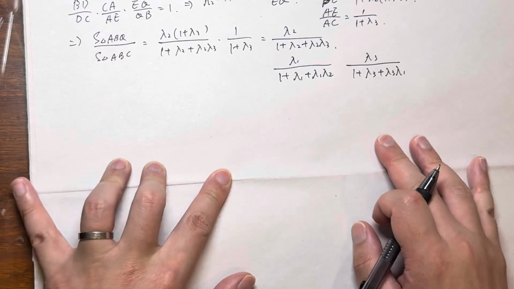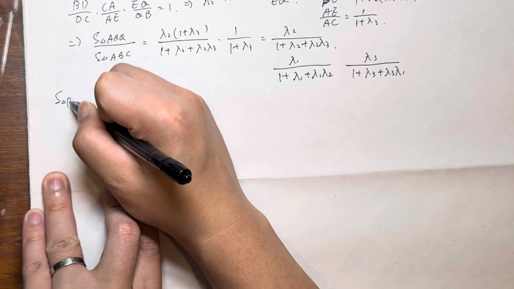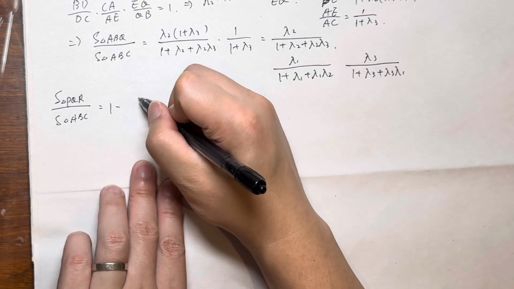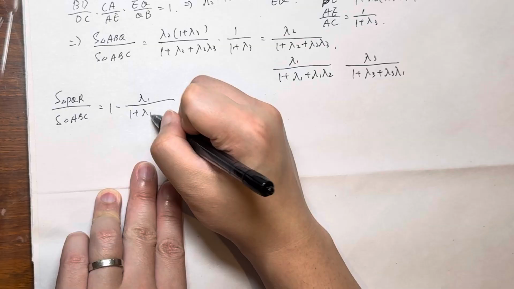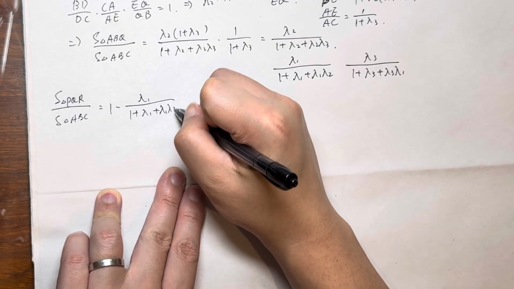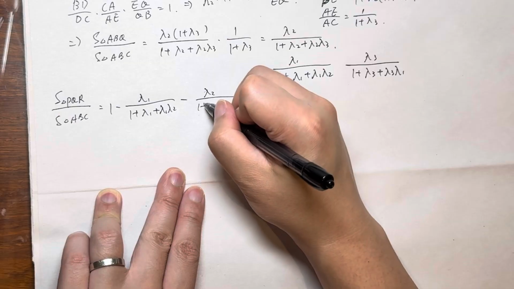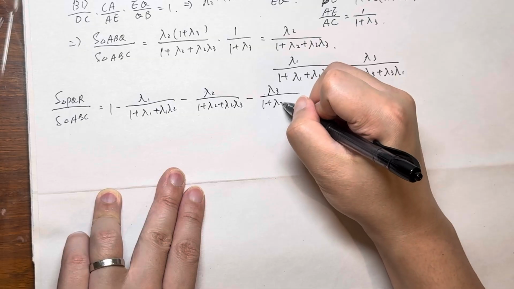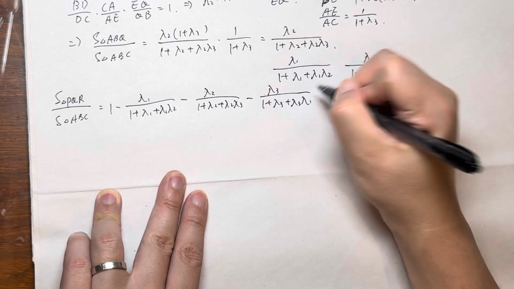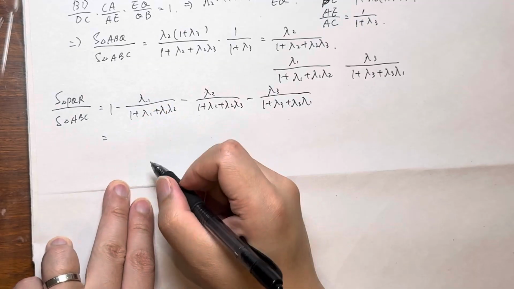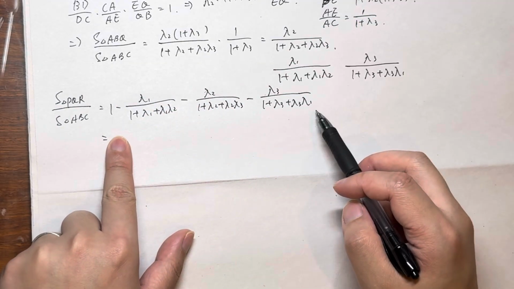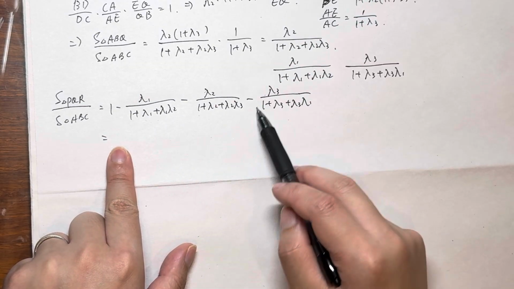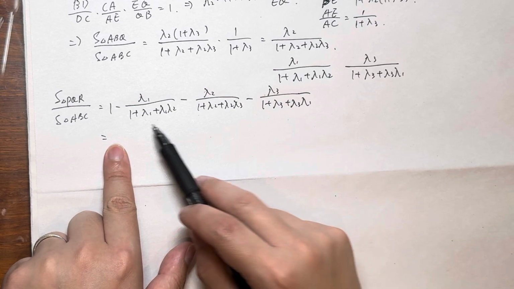So now we can calculate the area of triangle PQR to the area of triangle ABC, which equals 1 minus lambda 1 to 1 plus lambda 1 plus lambda 1 lambda 2, minus lambda 2 to 1 plus lambda 2 plus lambda 2 lambda 3, minus lambda 3 to 1 plus lambda 3 plus lambda 3 lambda 1, right? And it equals... So the denominator would be 1 plus lambda 1 plus lambda 1 lambda 2 times this one, right? Denominator would be this for sure.